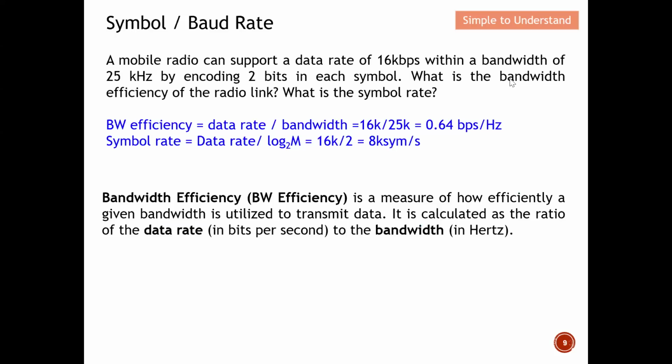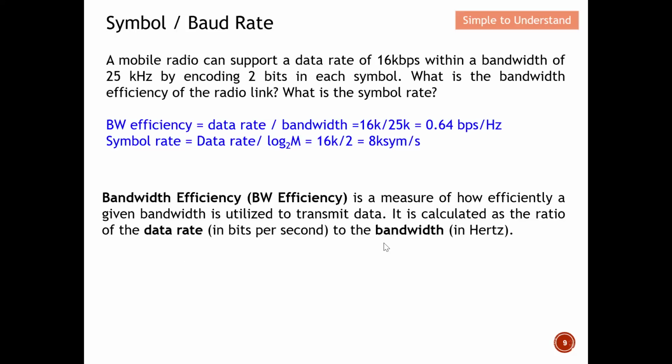So what is the bandwidth efficiency of the radio link, and what will be the symbol rate? I have not described what bandwidth efficiency is, so let me start by explaining it. Bandwidth efficiency is a measure of how efficiently a given bandwidth is utilized to transmit data. It is calculated as the ratio of the data rate over the bandwidth.